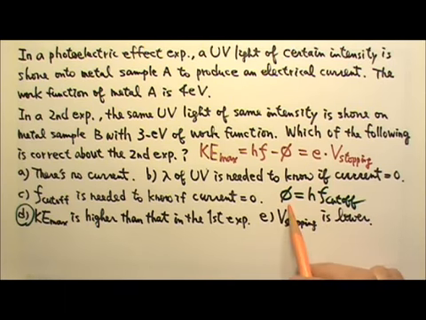By the way, the cutoff frequency is related to the work function. The work function equals h times the cutoff frequency, because the minimum photon energy required to eject an electron equals the work function. So if we know the work function, we know the cutoff frequency. Both the work function and the cutoff frequency are properties of the metal sample.